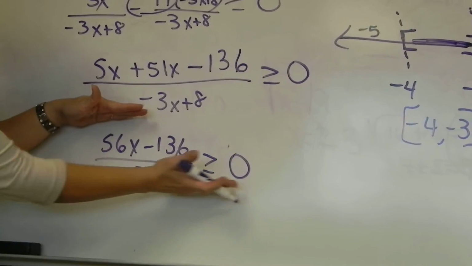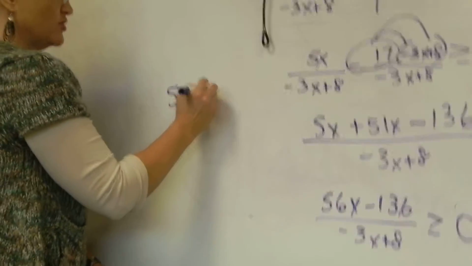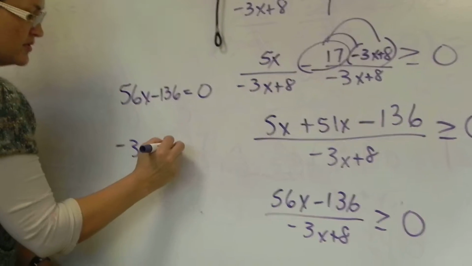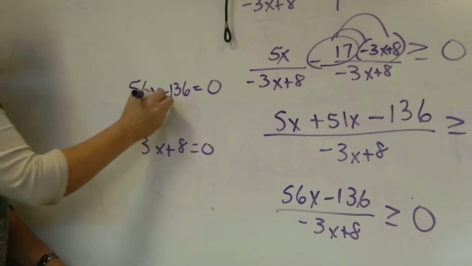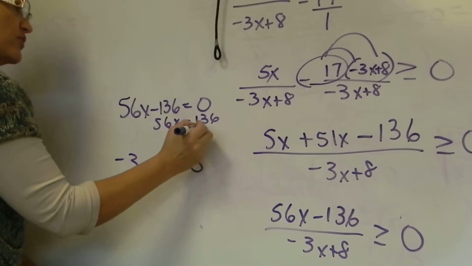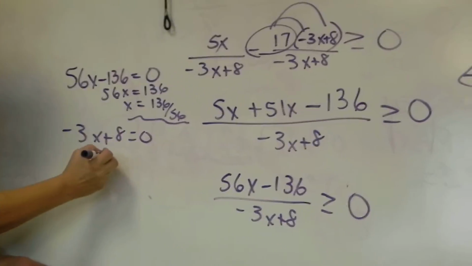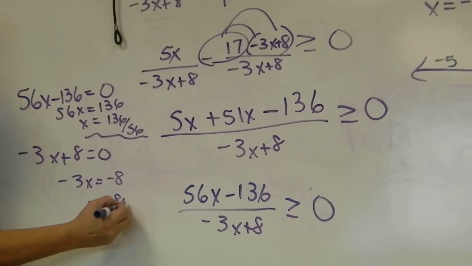But you gotta get it equal to 0, and then you take your fraction, the numerator, set the numerator equal to 0, and set the denominator equal to 0. Solving each part will give you your boundary lines. So this one gives me a boundary line of 136 over 56. I'll need to reduce that. And then the second one gives me a boundary line of positive 8/3.